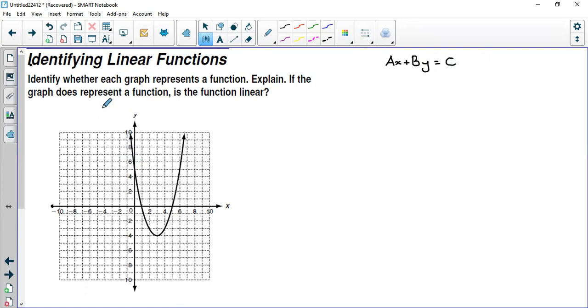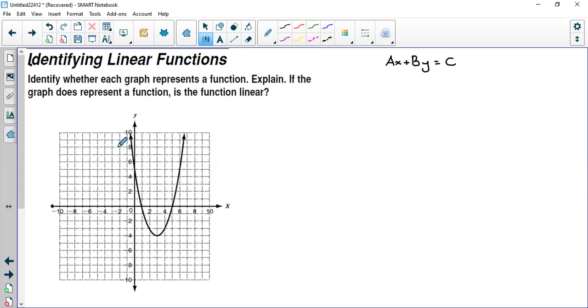Here they have asked us, identify whether each graph represents a function. Explain if the graph does not represent a function. If the graph does represent a function, is the function linear? And now how do we know whether it's a function or not? Again, in the previous lessons we did learn a function means the value of x should not be repeated. The value of y getting repeated doesn't matter, but the value of x should not be repeated. This is the rule to identify whether it is a function or not.